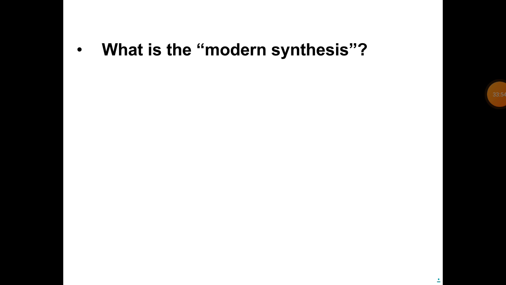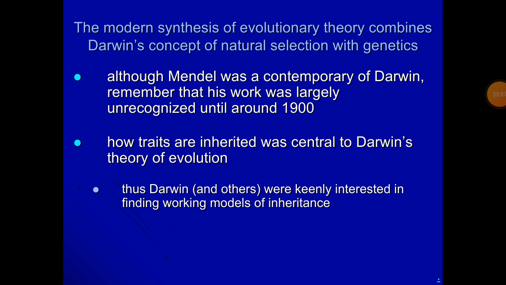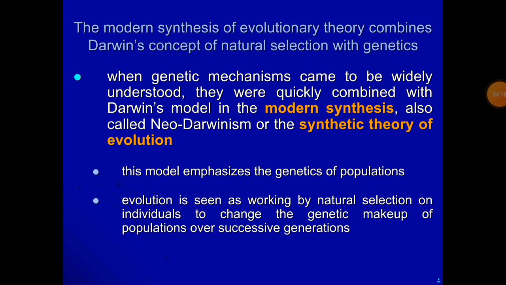Next is the modern synthesis. What is the modern synthesis? Although Mendel was a contemporary of Darwin, remember that his work was largely unrecognized until around the 1900s. How traits are inherited was central to Darwin's theory of evolution. Thus, Darwin and others were keenly interested in finding working models of inheritance. When genetic mechanisms came to be widely understood, they were quickly combined with Darwin's model in the modern synthesis, also called Neo-Darwinism or the synthetic theory of evolution.